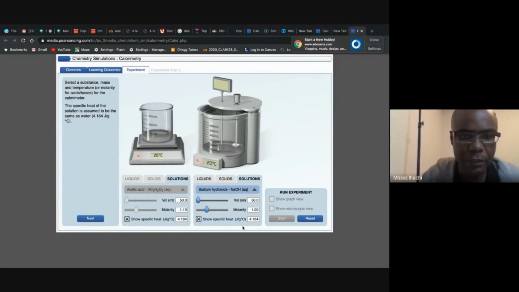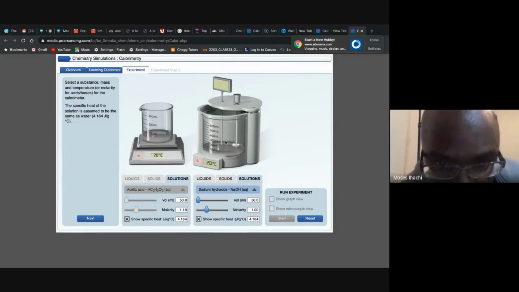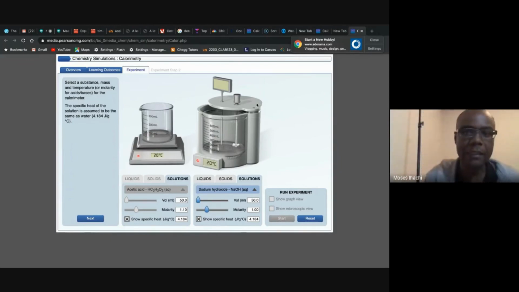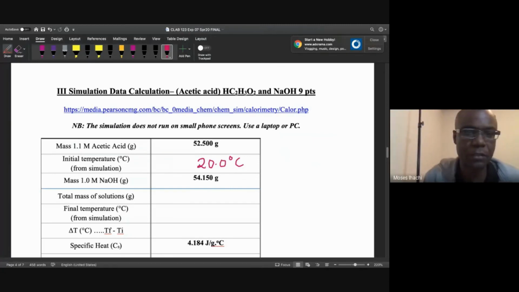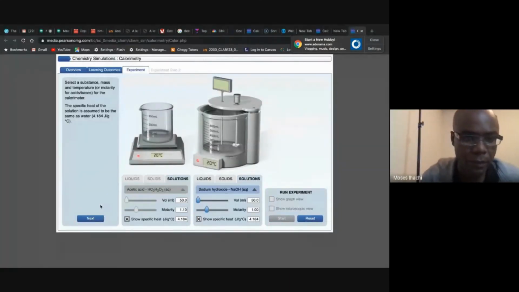I like showing the specific heat capacity to make sure we are looking at the same thing. If you look now, your flask, this is the calorimeter. Your flask in the calorimeter has a liquid. That liquid should be sodium hydroxide, 1 molar, 50 ml of it. And then the initial temperature is 20. So it looks like we have a common initial temperature. So we leave it at 20. We need no average. So next, we click next.